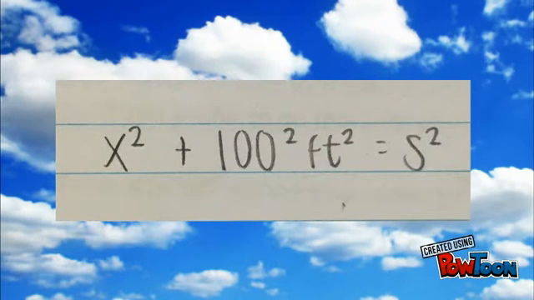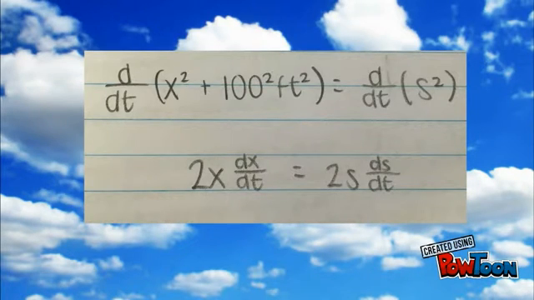Because Sadie, the kite, and her house form a right triangle, we know that x squared plus y squared is s squared because of the Pythagorean theorem. That means that x squared plus 100 squared feet squared equals s squared. From there we take the derivative of both sides as shown here.